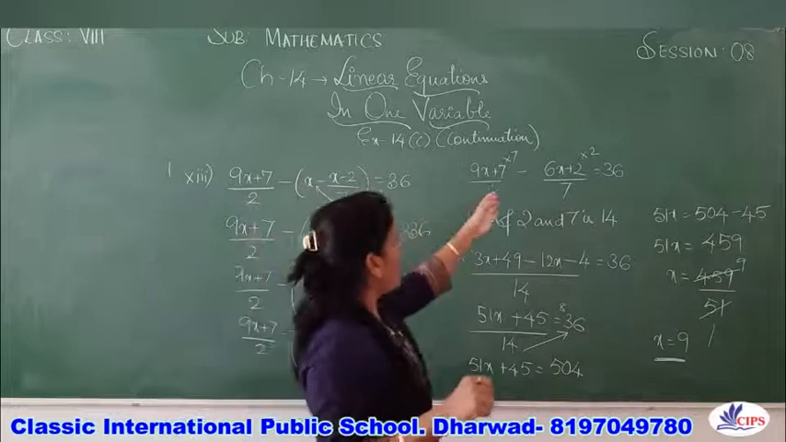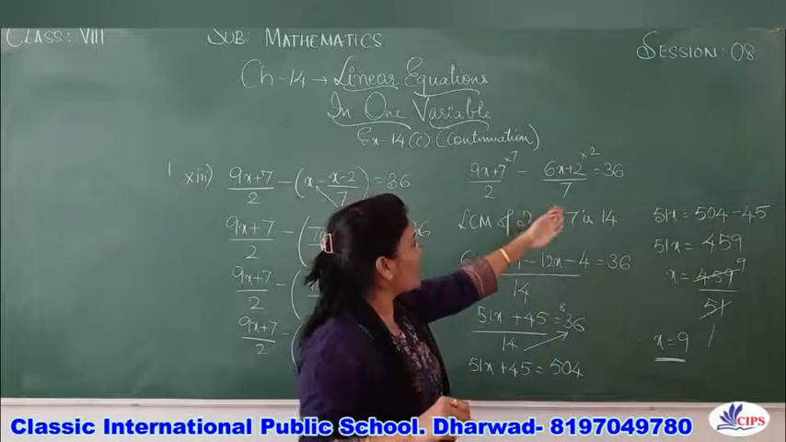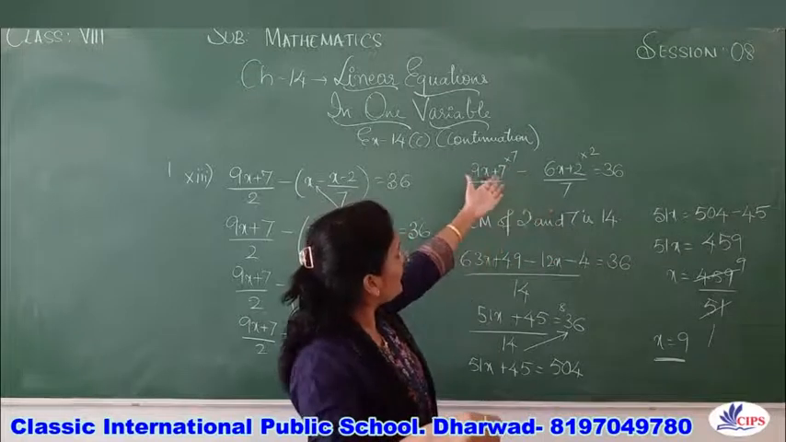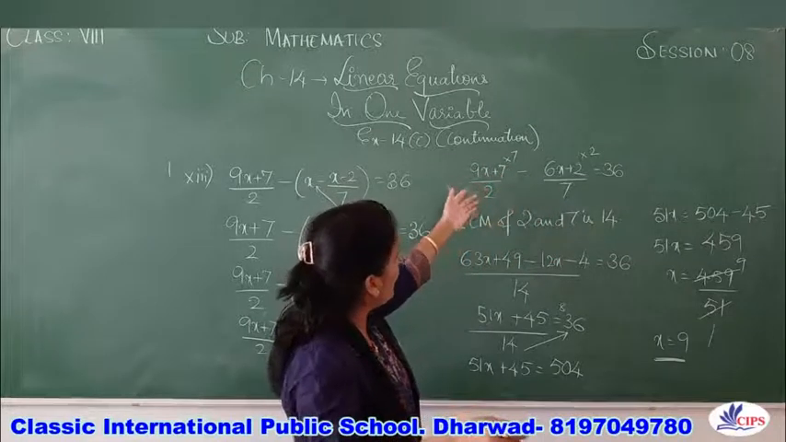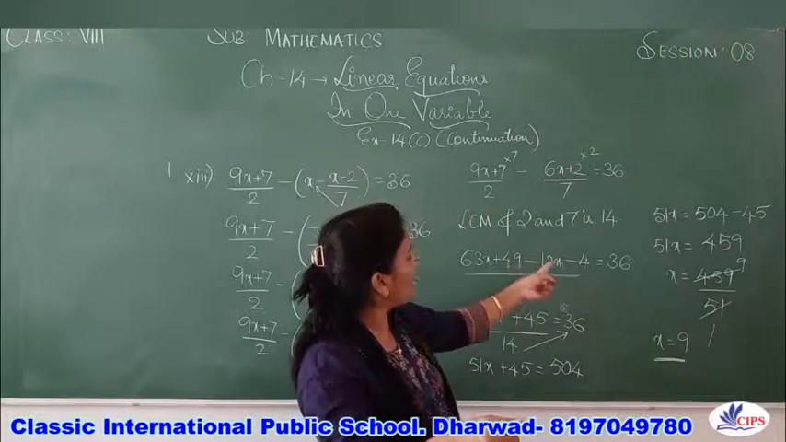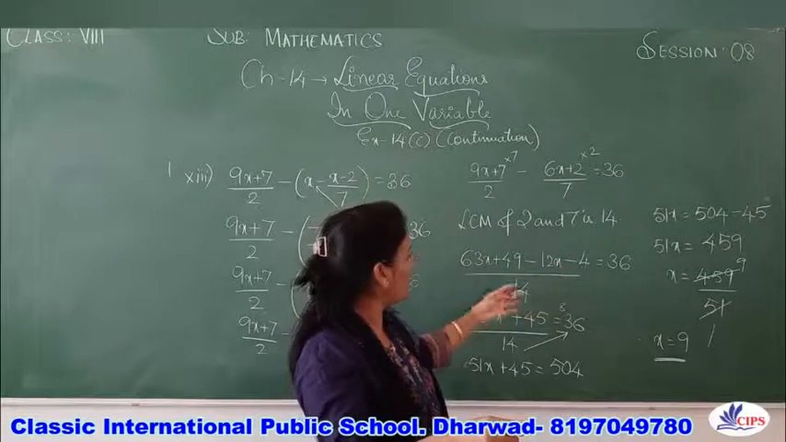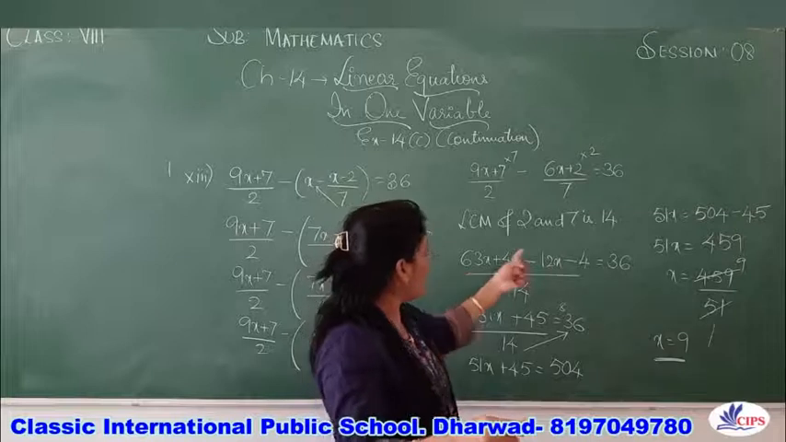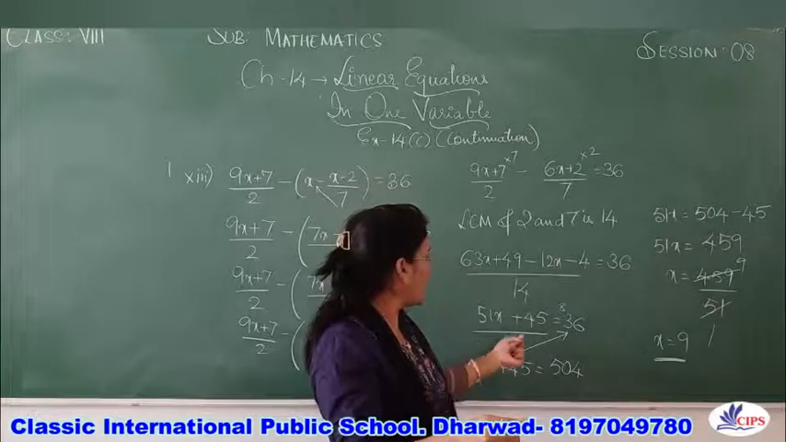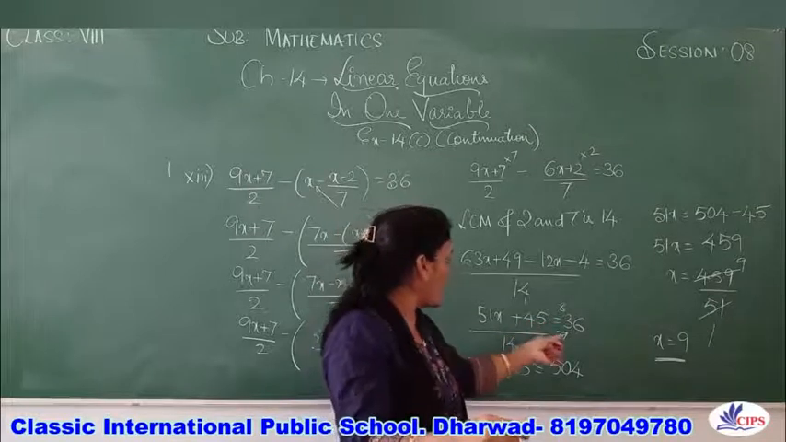Then here I have got the terms like this. I have taken the LCM of 2 and 7. I have got 14. Then 2 sevens and 7 twos are 14. I have multiplied 7 and 2 to the numbers there. After multiplying, I have got 63x plus 49 minus 12x minus 4 equals to 36 by 14. And then when we have solved using the like terms, we have got 51x plus 45 by 14 equals to 36. Then I have cross multiplied.